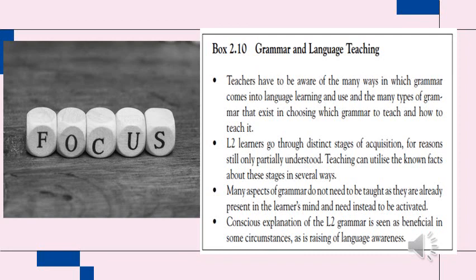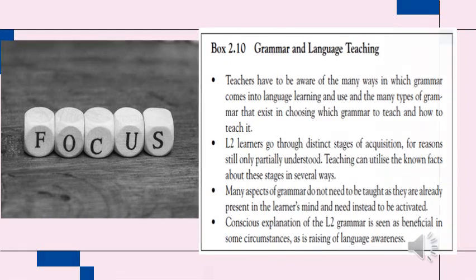All learners go through distinct stages of acquisition for reasons still only partially understood. Teaching can utilize the known facts about these stages in several ways. Many aspects of grammar do not need to be taught as they are already present in the learner's mind and need instead to be activated. Conscious explanation of the altered grammar is seen as beneficial in some circumstances, as is raising of language awareness.